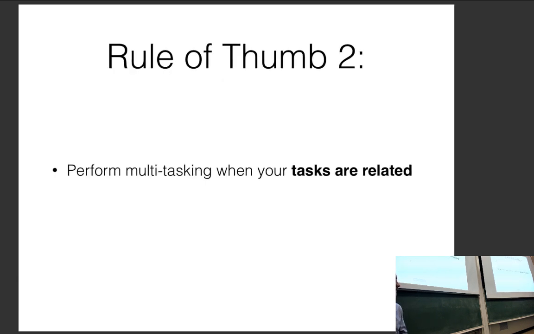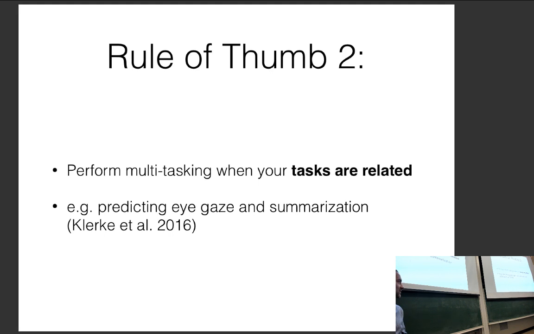Number 2, it tends to work better when your tasks are related, or at least the information necessary to solve the tasks is similar. To give a very interesting example, there was a paper that used eye gaze data and summarization data. They basically strapped people into an eye tracker and asked them to read sentences, and you can tell where they focused when they were reading the sentences or documents. And then they did multitask learning, predicting the eye gaze and predicting summarization, so predicting which words you need to leave in a summary.